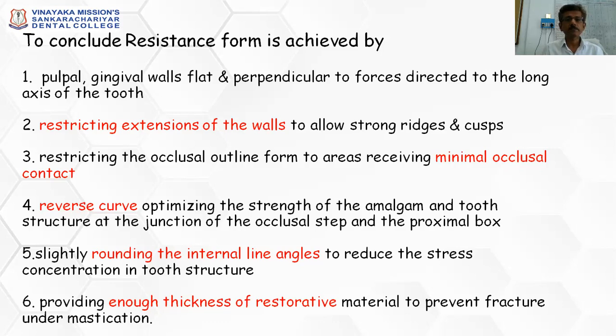Reverse curve, optimizing the strength of the amalgam by getting a 90-degree angle between amalgam and the tooth structure at the junction of the occlusal step and the proximal box. Slightly rounding off the internal line angle so as to reduce the stress concentration in the tooth structure, providing enough thickness of restorative material to prevent fracture under mastication.